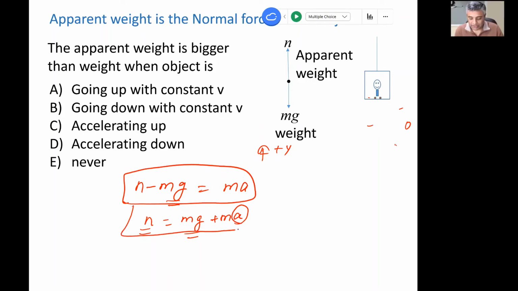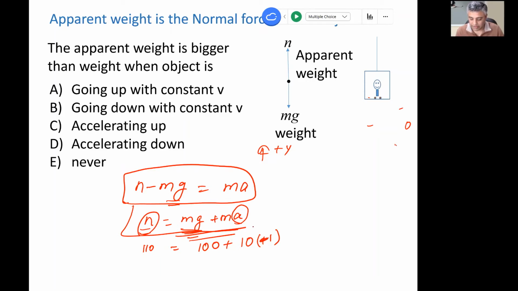Or we can also write something like this. If A is positive, we can tell N is bigger than mg. So for example, if mg is 100 and m is, let's say, 10, and A is positive 1, then the normal is going to be 110, right? Yes, you don't need all these numbers. You can see the normal is going to be 110 when A is positive.